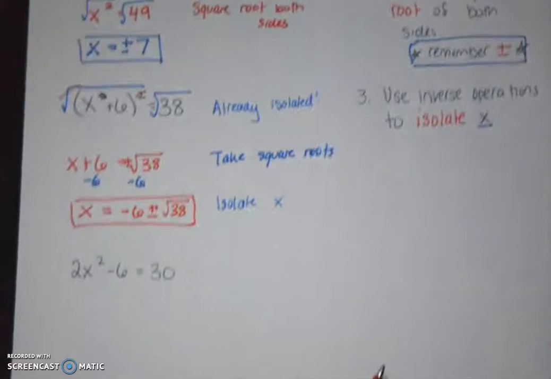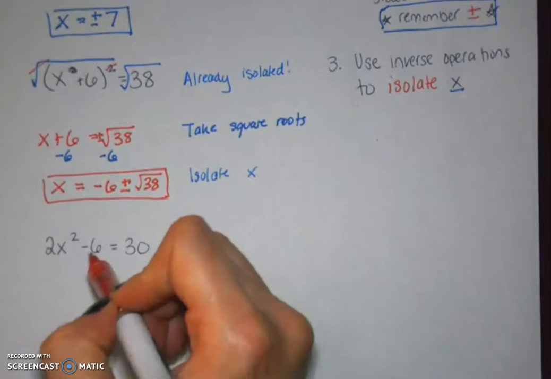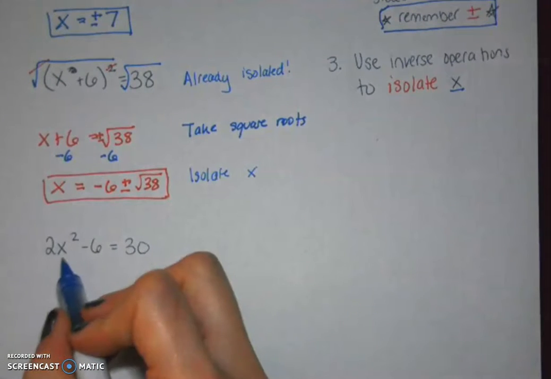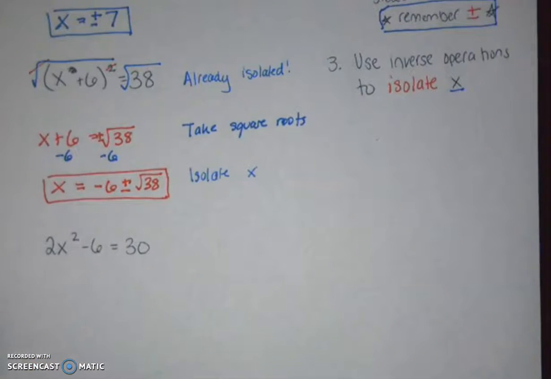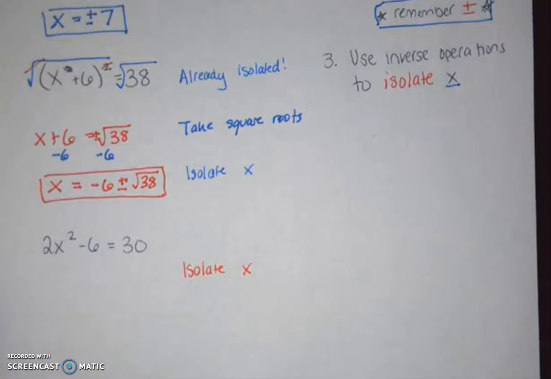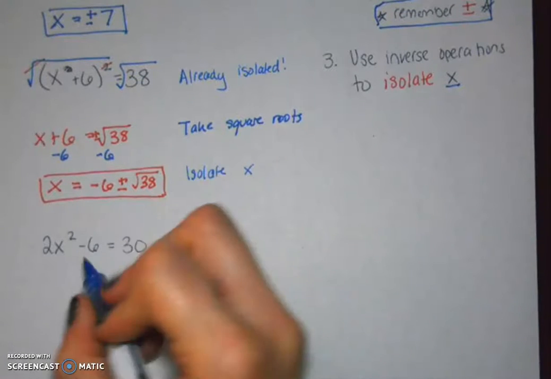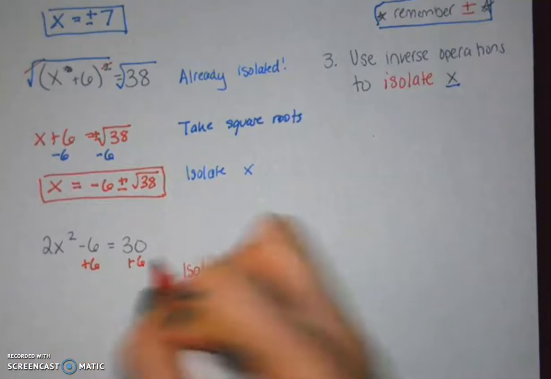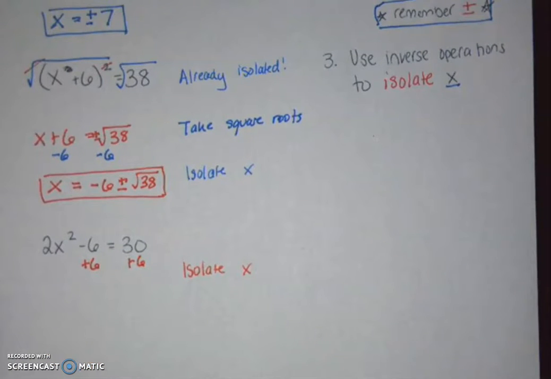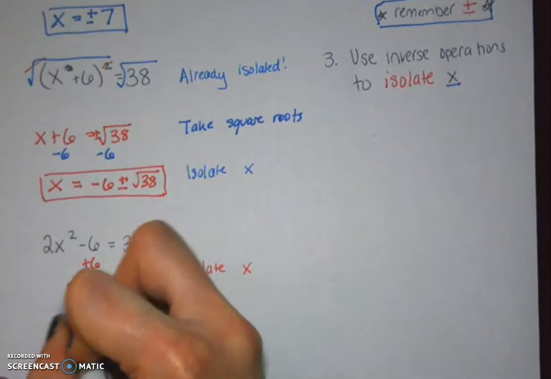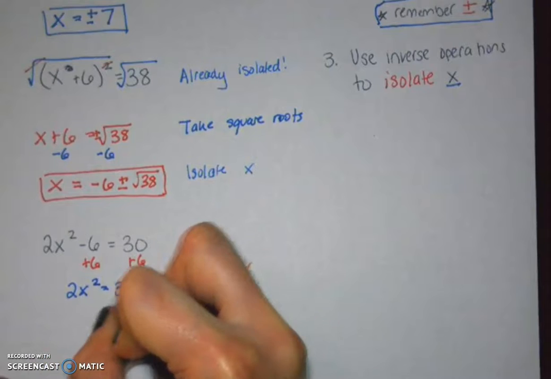So let's try one more example. We have 2x squared minus 6 equals 30. In this case, x is not isolated. So we are going to have to isolate x by doing inverse operations. So I could add 6 on this side and add 6 on this side. Remember, you undo addition and subtraction before multiplication and division. So I'm going to get 2x squared equals 36.